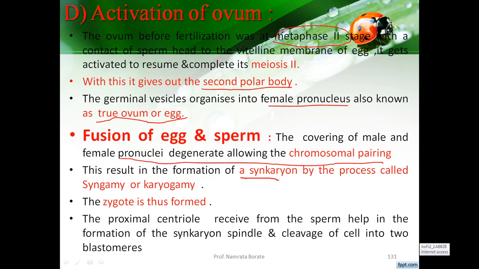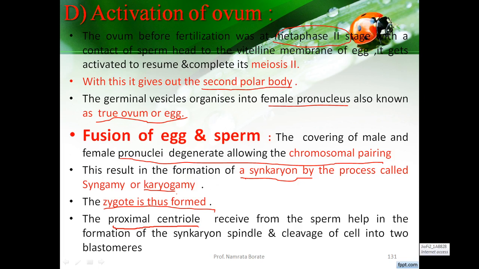Syn का मतलब क्या है? Fusion. Karyon means nucleus. That is, the chromosomal pairing starts. Karyogamy starts. Karyo stands for nucleus and gamy stands for fusion. That is the mixing or the chromosomal pairing starts, and the result is what? The result is that the zygote is formed. The zygote is formed from the chromosomal pairing of the female pronucleus and the male pronucleus. What is the role of the proximal centriole present in the nucleus?